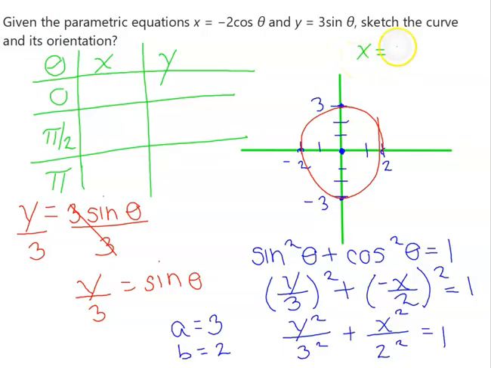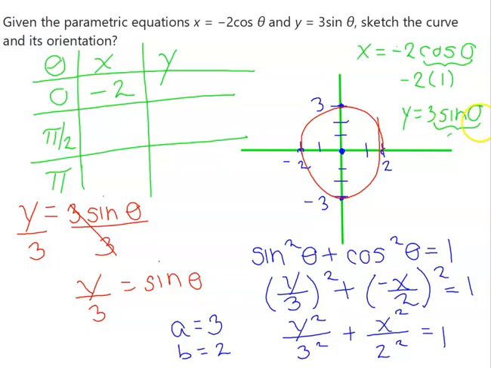And I'm going to substitute the values into the given x and y equations. So for instance, theta 0, I'm going to write x equals -2 times cosine of 0. Unit circle, cosine of 0 is 1. 1 times -2 is -2. For the y value, I'm going to replace theta as well with 0. 3 times sine of 0 is 0. 0 times 3 is 0. So I know that this is the first point, which is at -2, 0. So that's where we're starting.